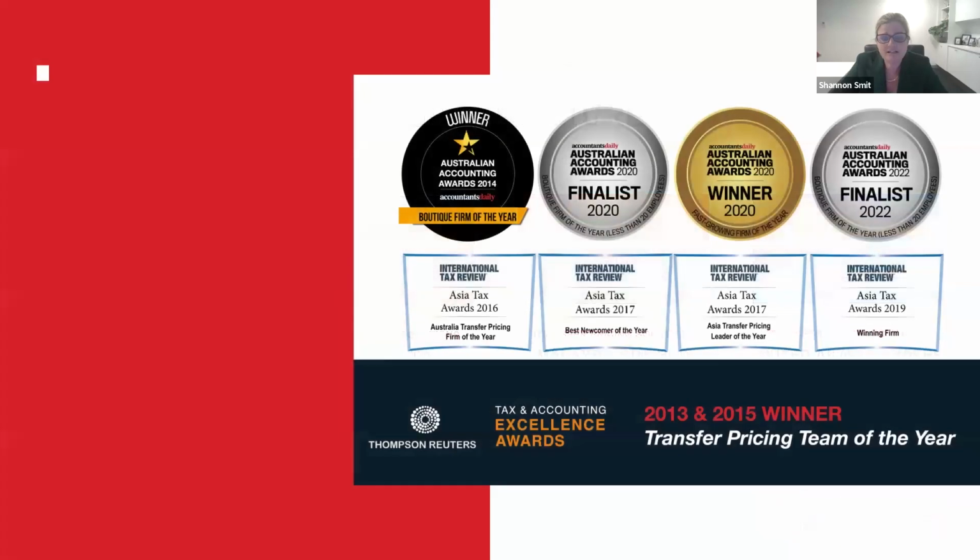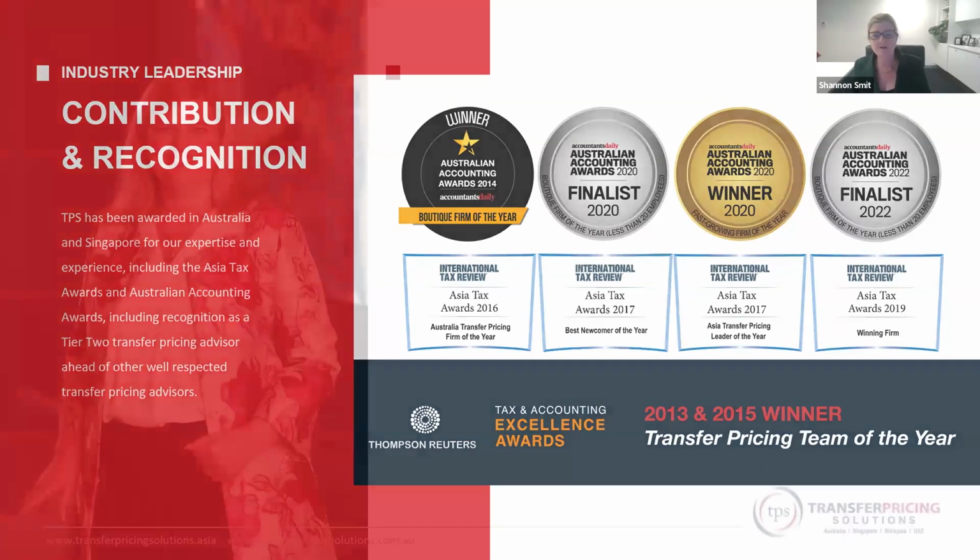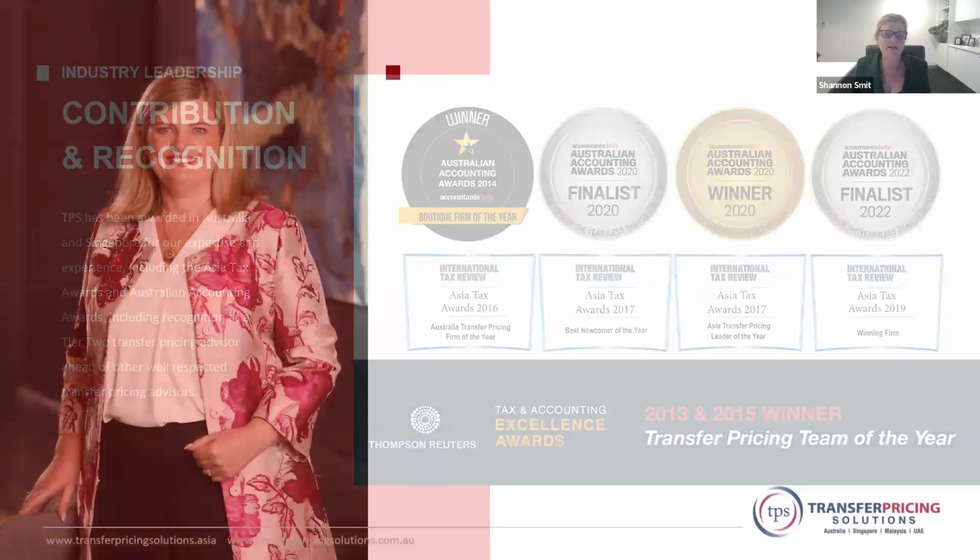We have been recognised not only in Australia, Singapore and Malaysia, but also on a global level for our expertise in transfer pricing, whether that be awards. Also, we were recognised as Tier 2 transfer pricing advisors in both Australia and Singapore, ahead of other very well-respected transfer pricing advisors as well. And so we do have that recognition behind us.